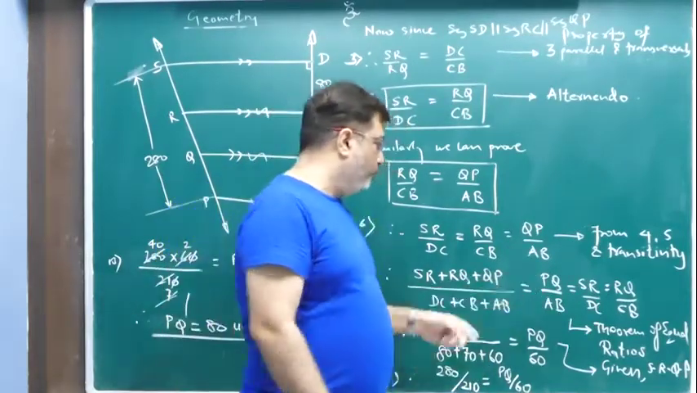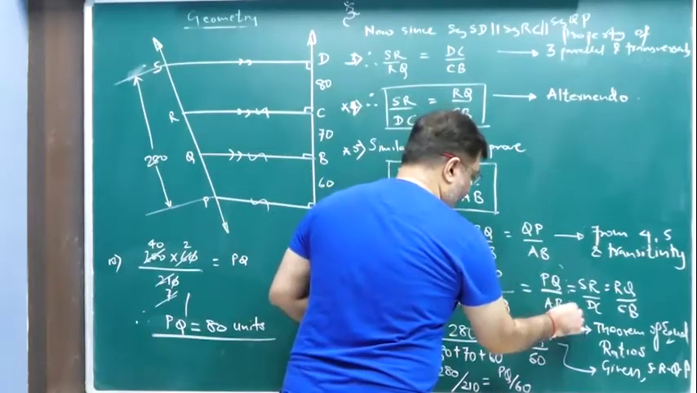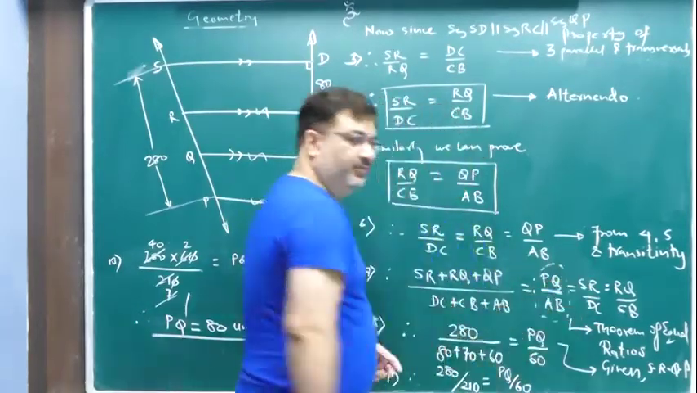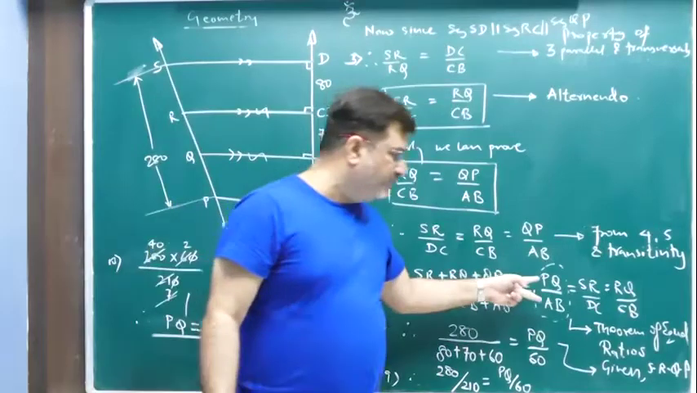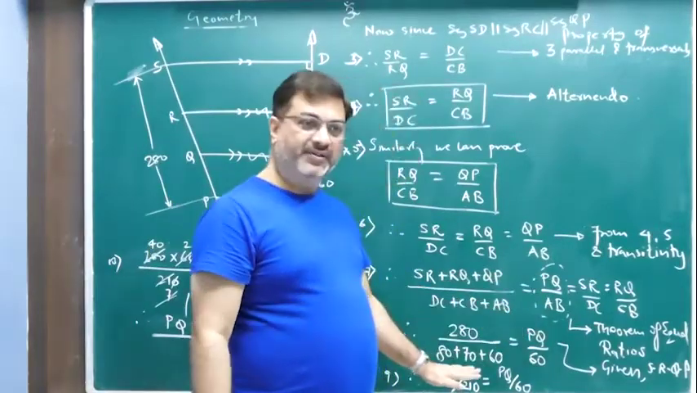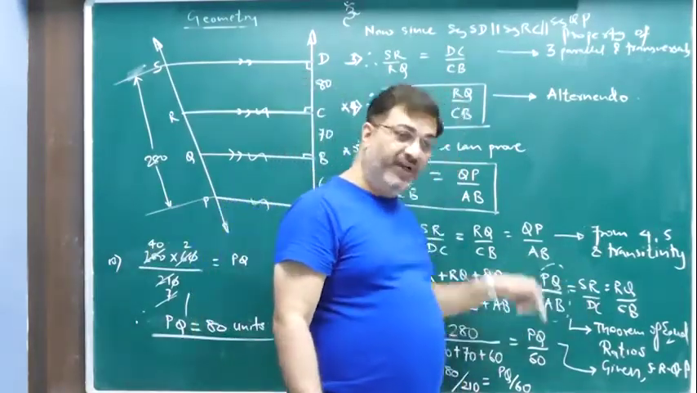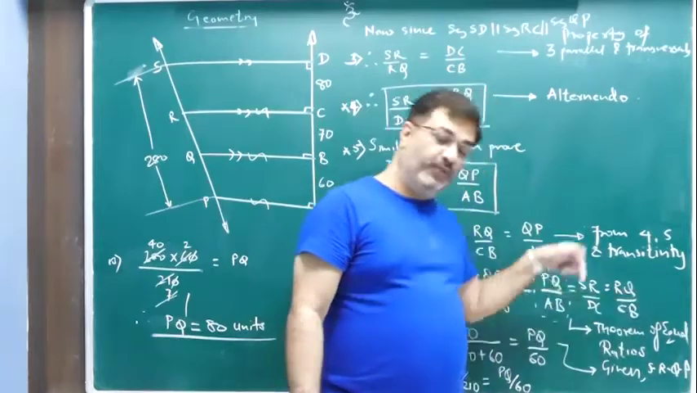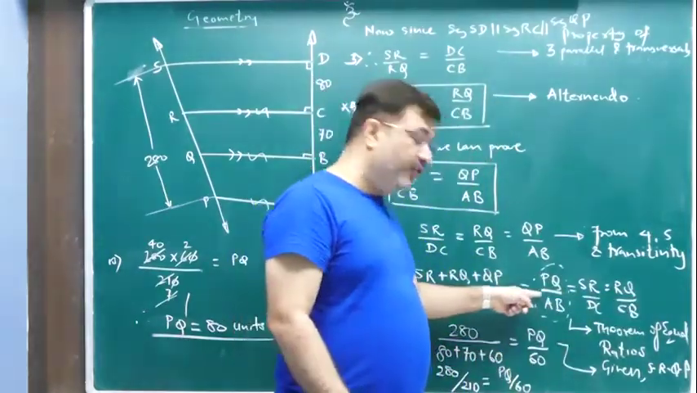We will take PQ, first we will find this one. First we will only find this one. One by one we will find. So first we'll take this ratio, we will get one answer. Then we'll take another ratio, we'll get another answer. Then we take the third ratio, we get the third answer. Clear? So first we are taking only this one.